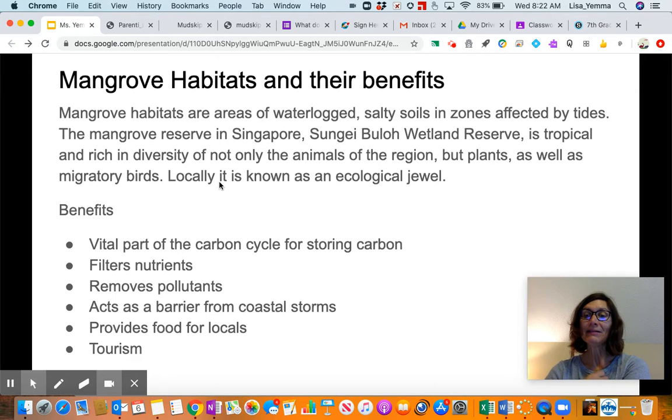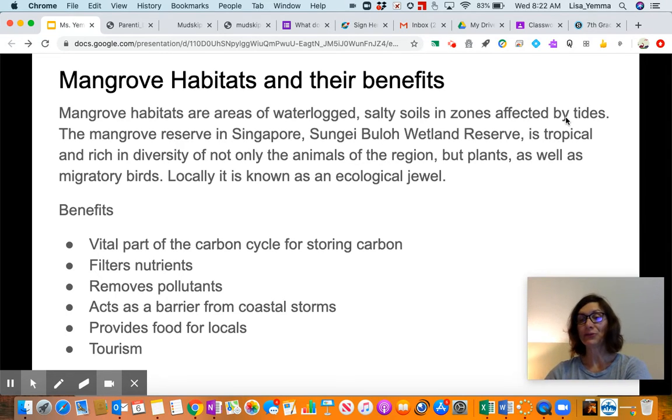For my mangrove forest, I just did a simple description. And again, I didn't copy and paste. I looked at a bunch of websites and then I synthesized and summarized the information. Mangrove habitats are areas of waterlogged, salty soils in zones affected by tides. So the tide comes in and out. When the tide comes in, everything's flooded. When the tide goes out, everything gets dried up.